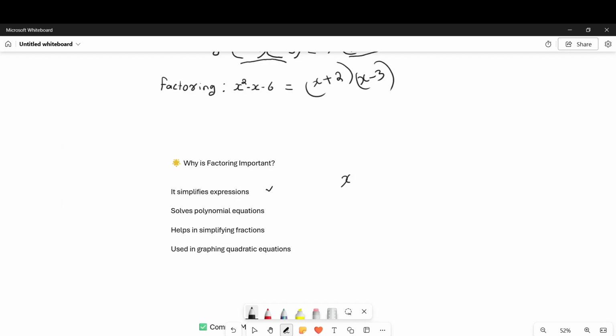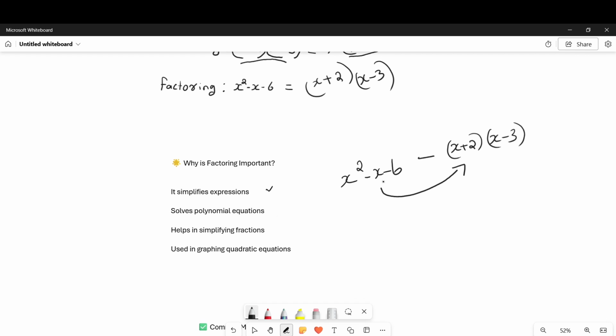The first reason is that it simplifies the expression. Look here: x square minus x minus 6. We factor it into x plus 2 and x minus 3. Look at this one, we make it into a simpler form. We factor it and we make it a simpler expression. This is the first use of factorization.